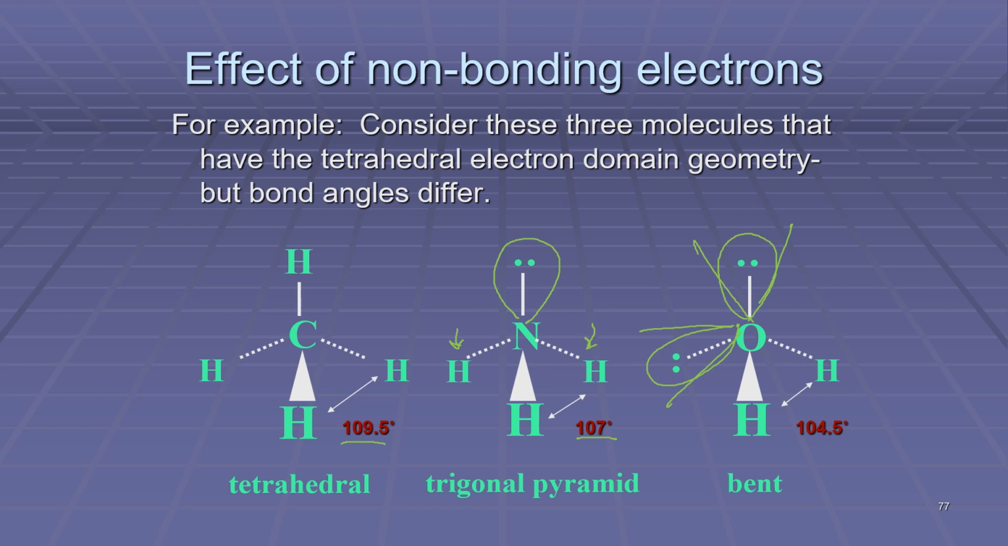And then the unshared pair here, because we have two unshared pairs, they take up even more space, and they push these a little bit closer together, and so they're 104.5. Now, I don't care if you don't remember these exact numbers. Well, I do want you to know the standard numbers. I don't care if you don't remember the other numbers, but I do want you to remember this effect, that an unshared pair will make it slightly smaller, and two unshared pairs will make it even smaller. So three unshared pairs would make it even smaller. So the bond angles are slightly smaller.